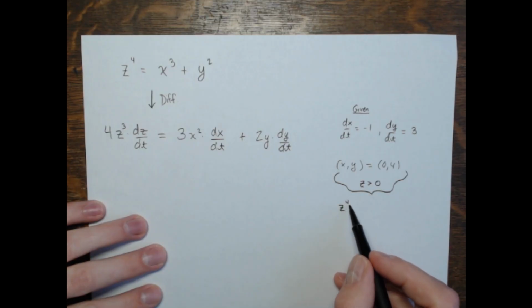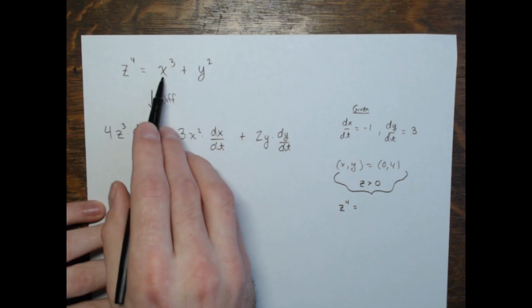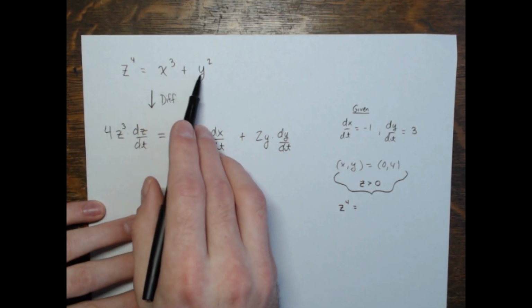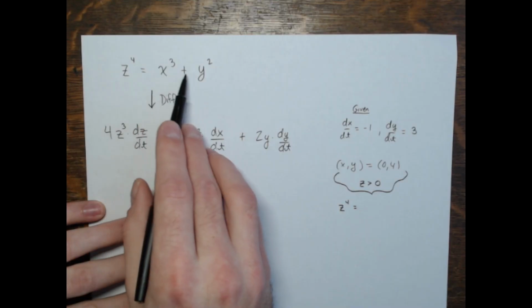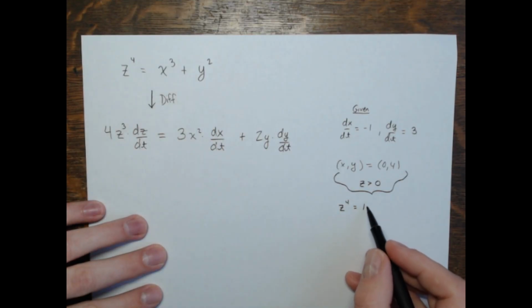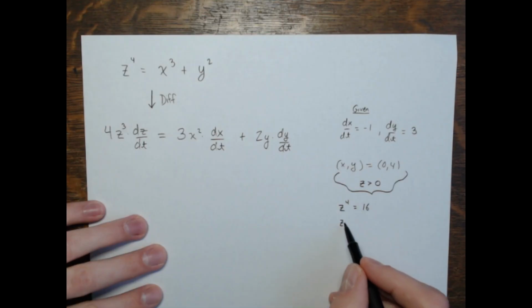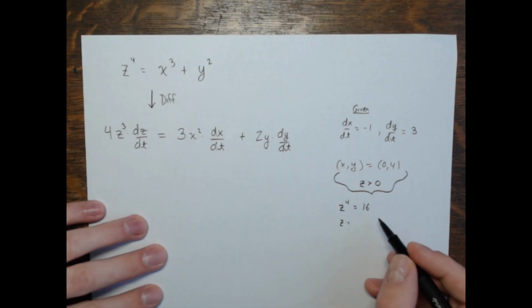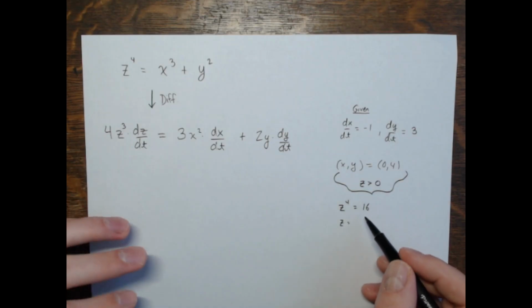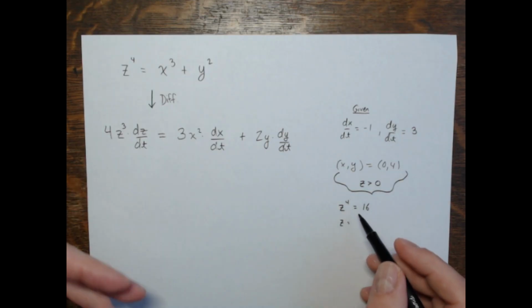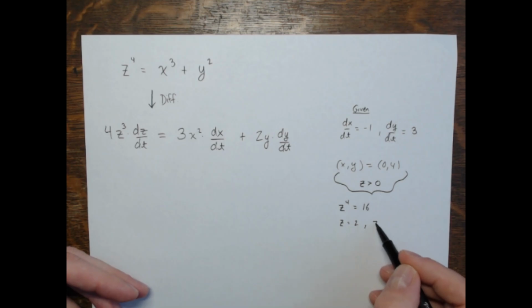All right, so go back to the equation again, relating x, y, and z only. So you know x and y, you can find z. So that's z to the fourth equals 0 cubed plus 4 squared. That's 0 plus 16. And so z could be a lot of things, some imaginary, but the only real numbers that make this work are positive 2 and negative 2.